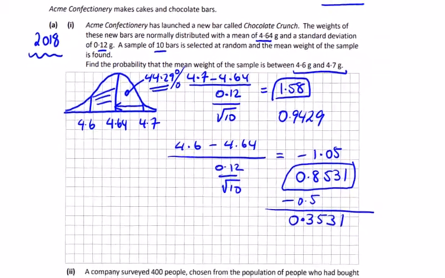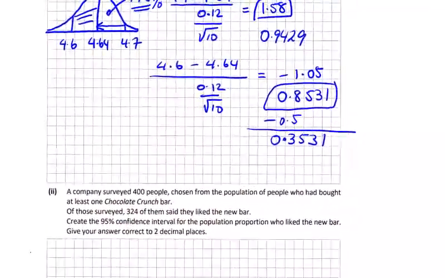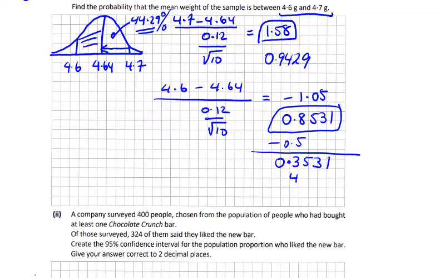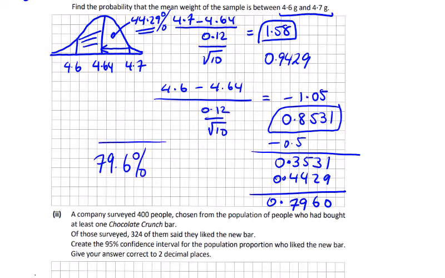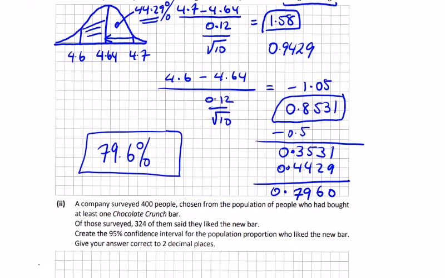If I add 0.4429, I'm going to get 0.7960, 79.6% chance of being between these two values, 4.6 and 4.7.